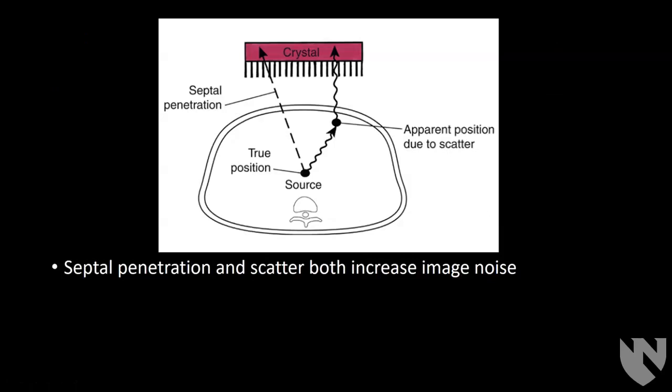Not all photons that reach the detector will be ones you actually want, and that's called noise. And here are ways in which you can get noise. You can have septal penetration. So occasionally, even if you have appropriately selected your septa, sometimes a photon will squeak through, and it will be thought that it's coming from the wrong place. You would think that the photon came from over here when really it came from over here, if it goes through the septum. And then also, of course, you can have scatter events in the patient that make it look like it comes from over here when really it came from over here.